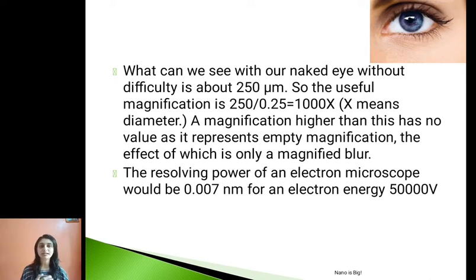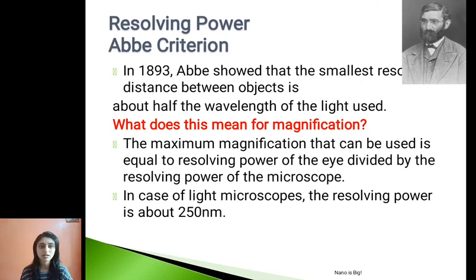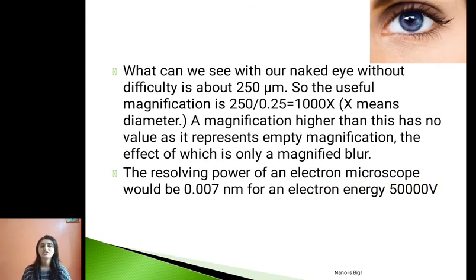So magnification will be the resolving power of the eye, which is 250 micrometer, upon the resolving power of the microscope, which is 250 nanometer. If I convert it to micrometer, it is 0.25, and when I take this ratio it comes to 1000x. Here x means diameter. A magnification higher than this has no value, as it represents empty magnification. What do we mean by empty magnification? You will get a magnified image, but it will be blurred. So it is of no use; it will be just a magnified blur.